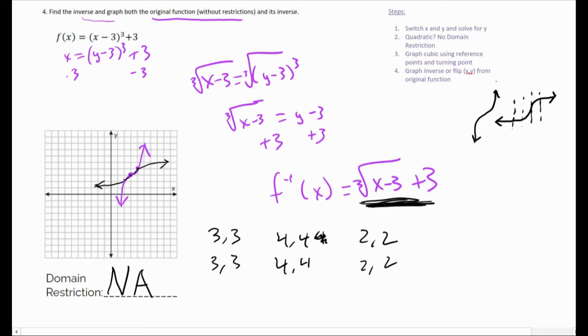So really the only thing that we should notice is the difference between a cubic function and a cube root function.